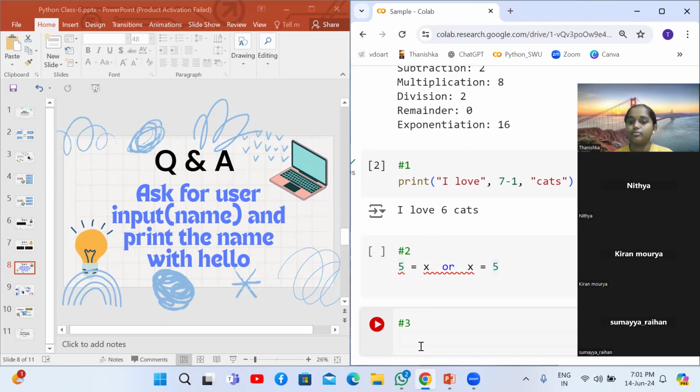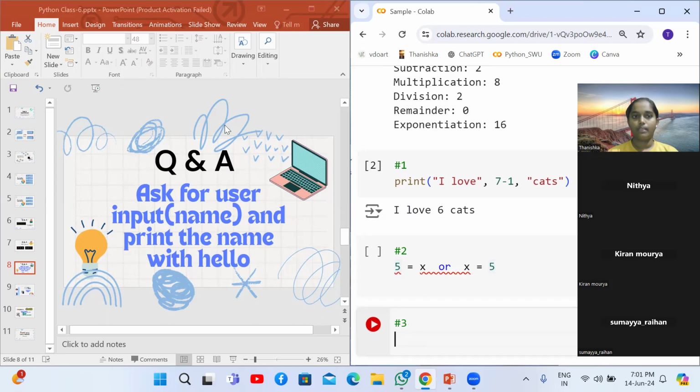Sister, can you write the code? Kiran, you can tell me what I should write. Name equal name space equal input.